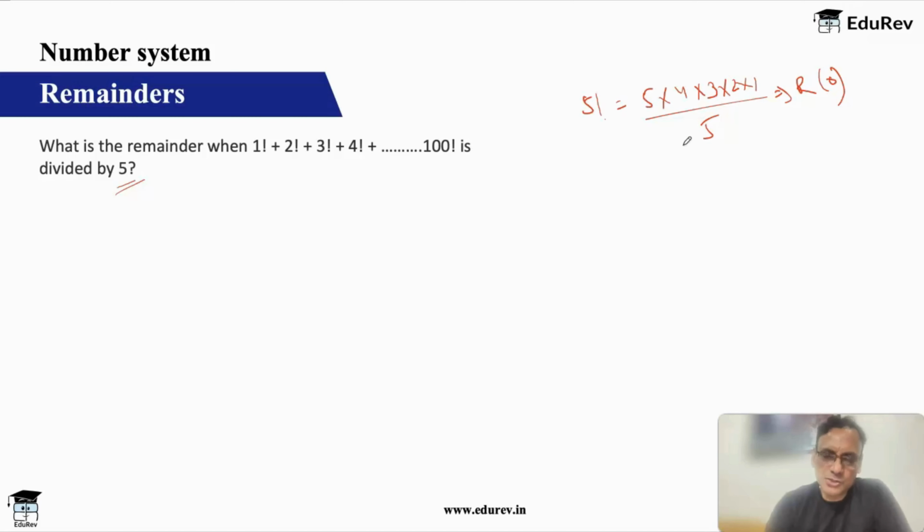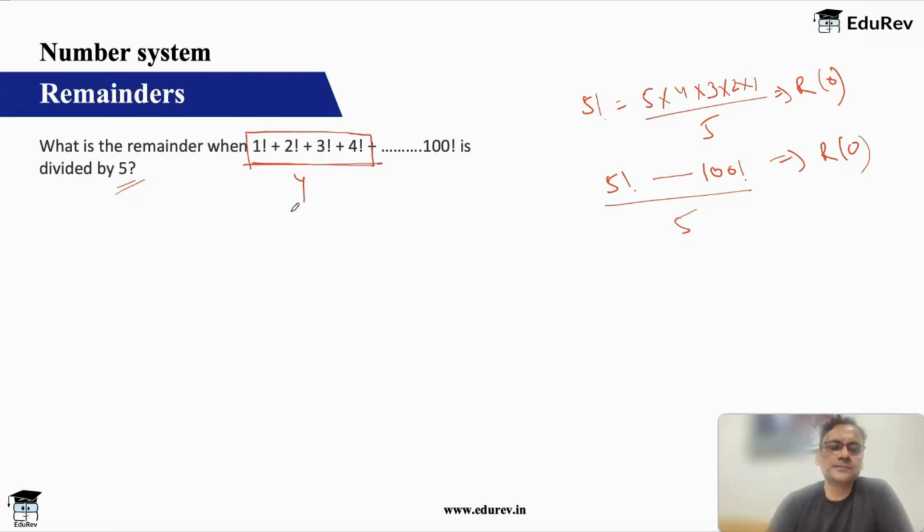6 factorial will also have a 5, 7 factorial will also have 5. In fact, everything from 5 factorial up to 100 factorial will be multiple of 5, and they all will give you a remainder of 0 when they are divided with 5. So your question basically boils down to just this much. This divided by 5.